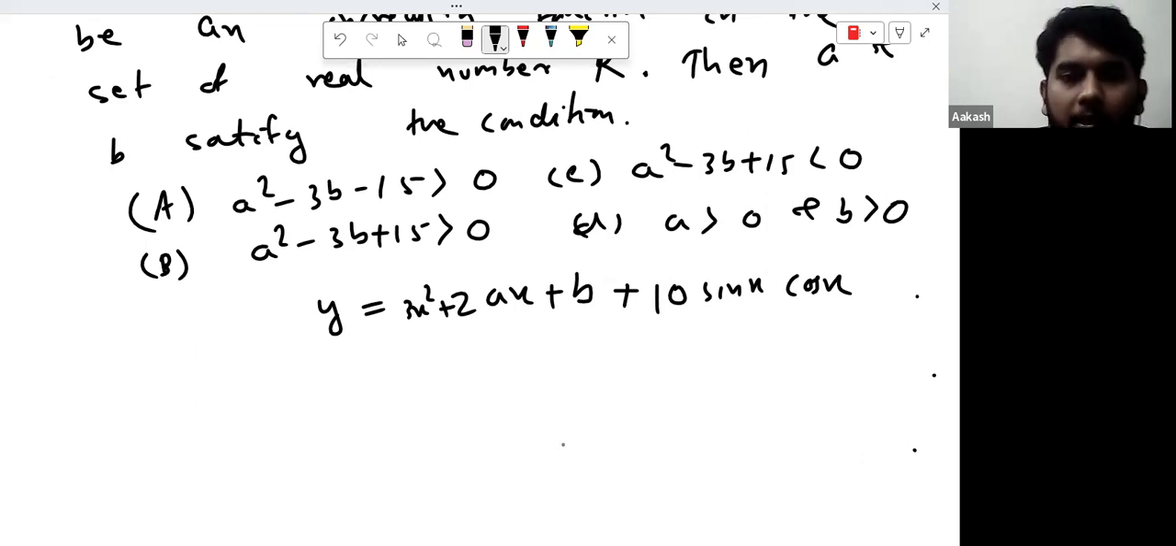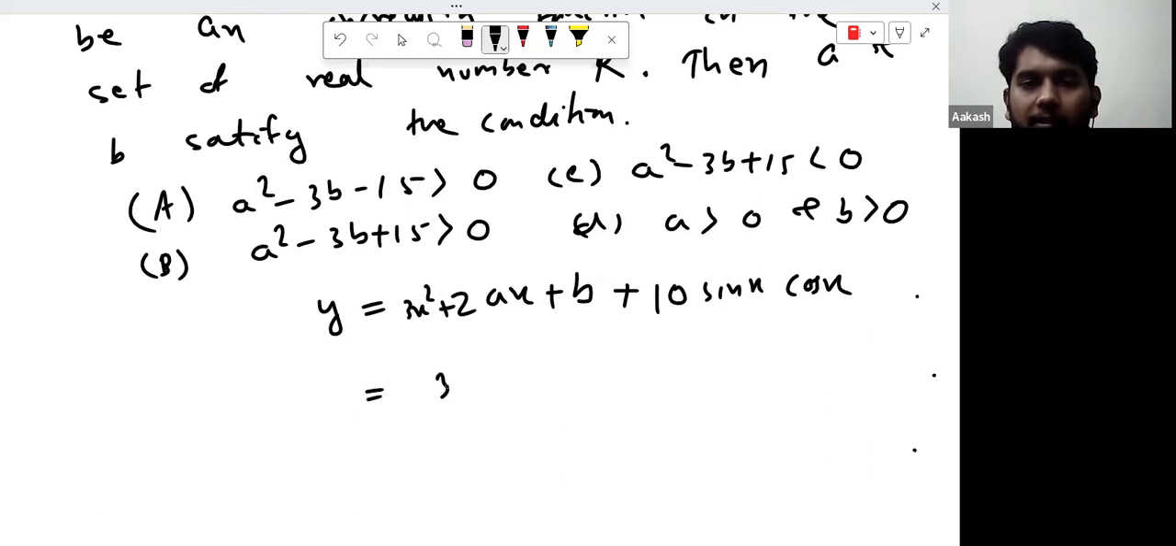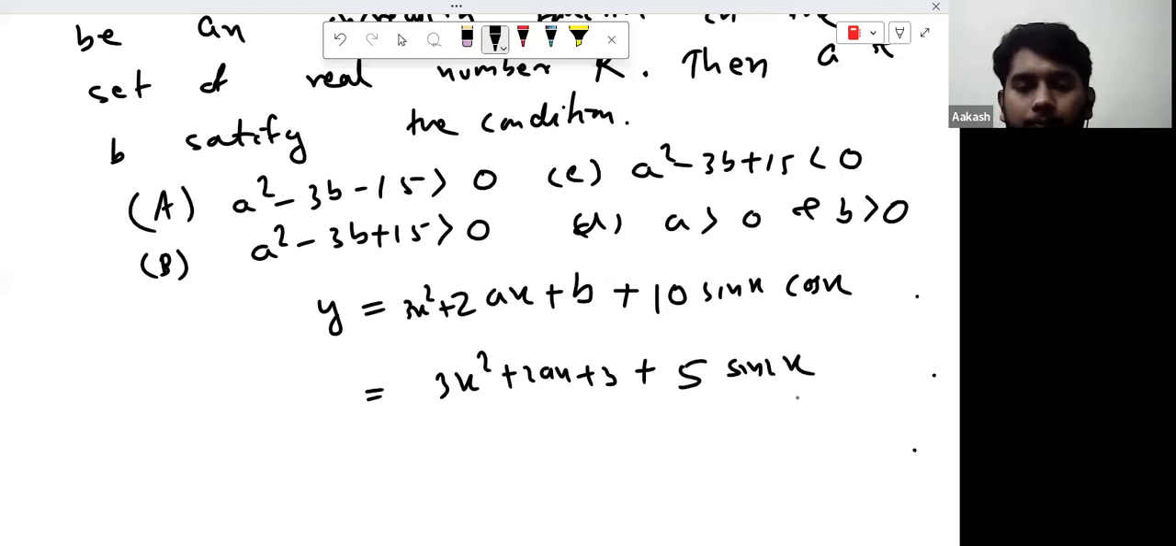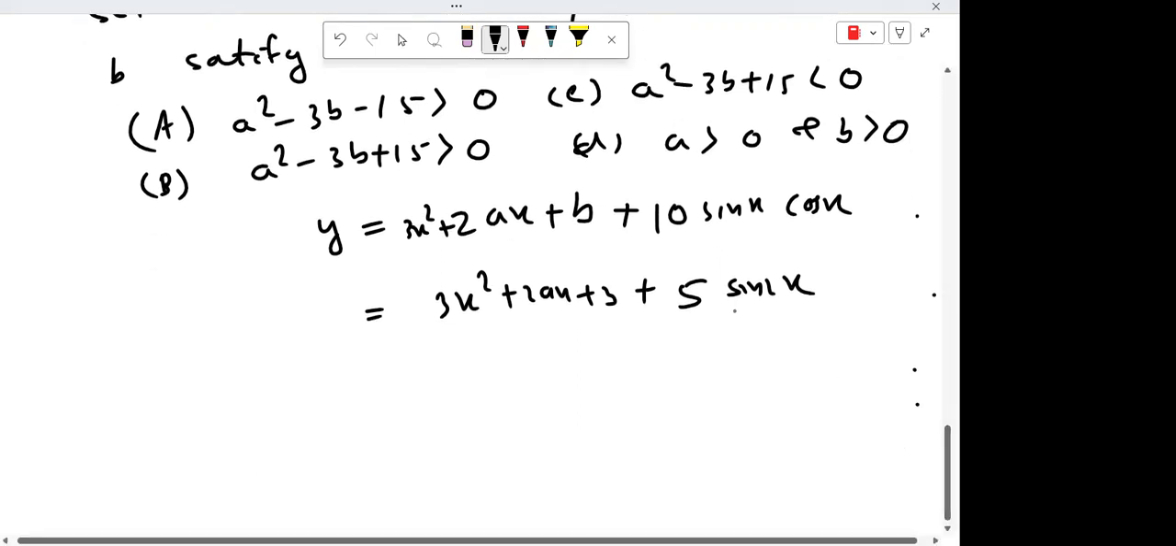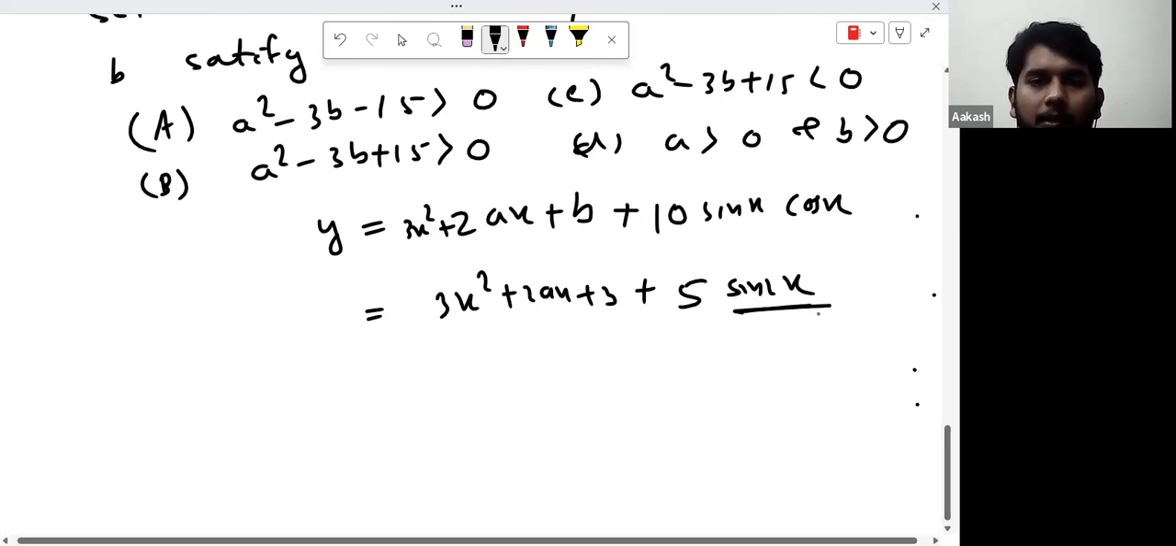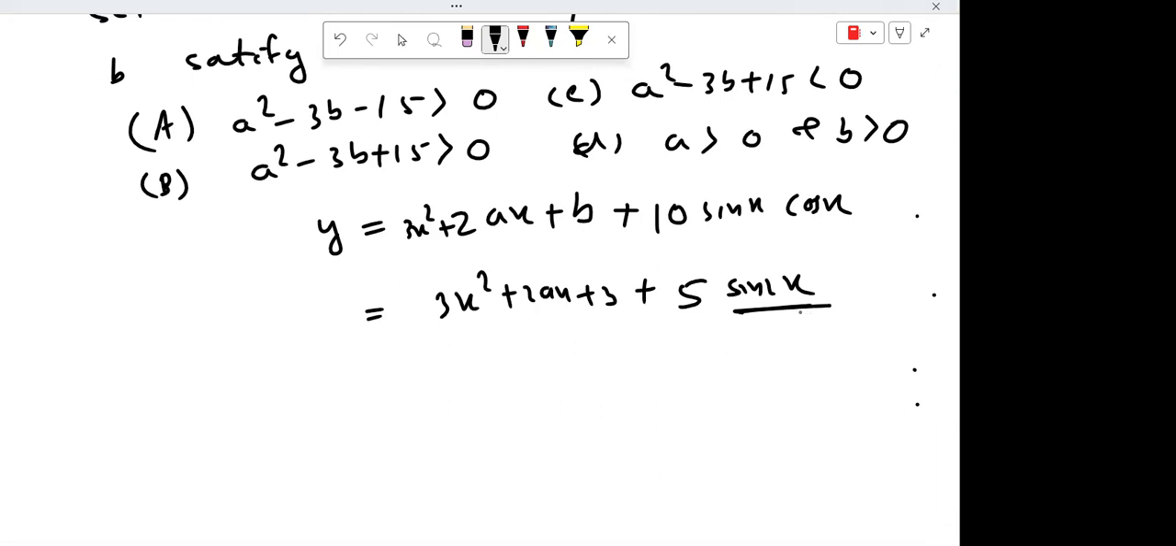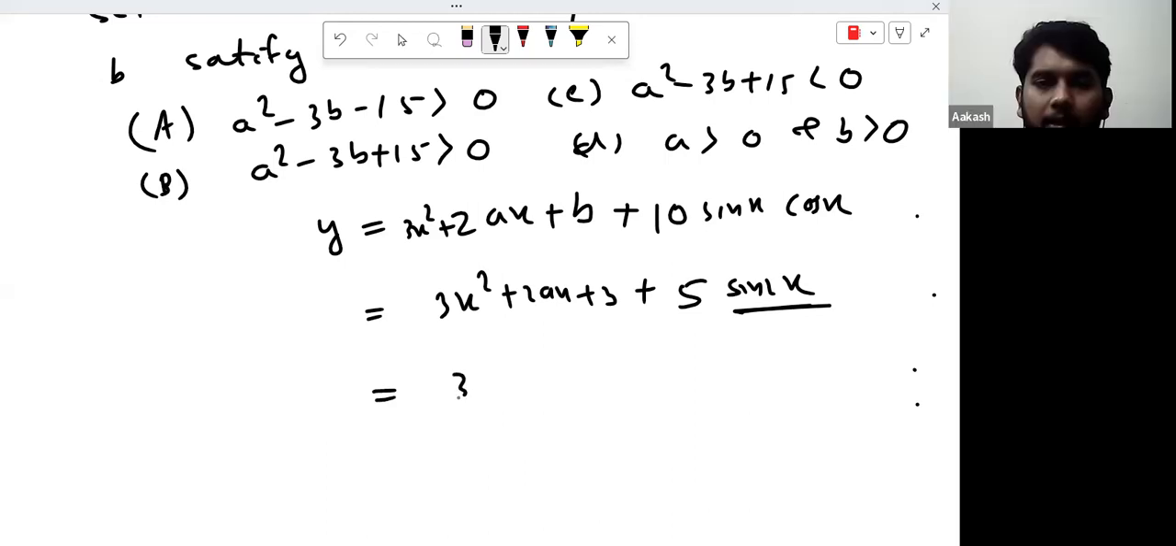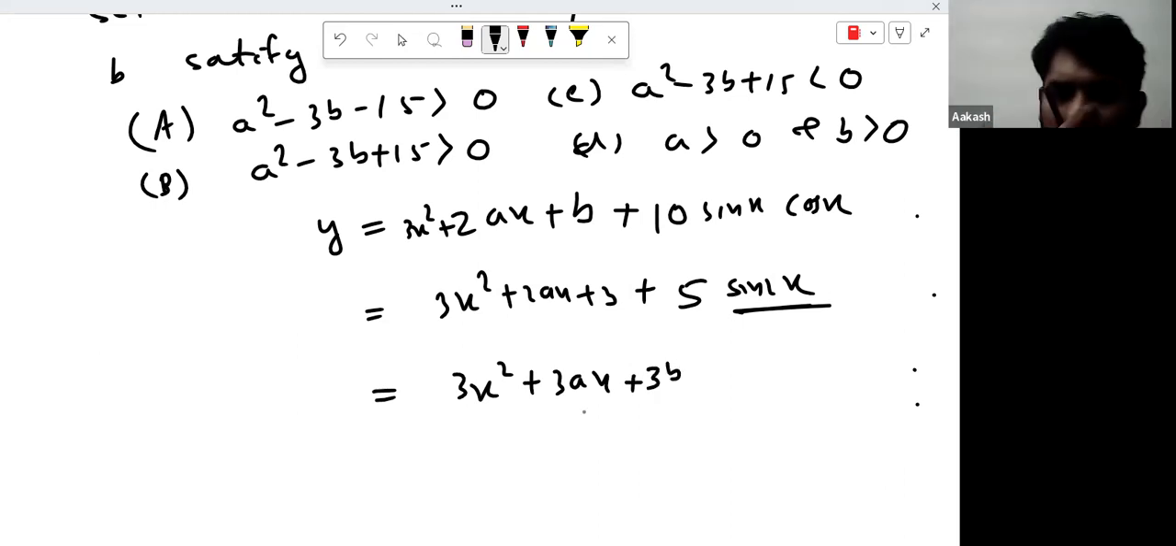See, we are trying to make it positive, right? So we have to think what should be the minimum value of each of the terms. So can I rewrite this as 3x square plus 2ax plus b plus 5 sin 2x? Yes or no? Yes. And the minimum value of sin 2x is -1, right? Yes. So if I take the minimum value of that, we can rewrite the equation as this. B, not 3b, b - 5.